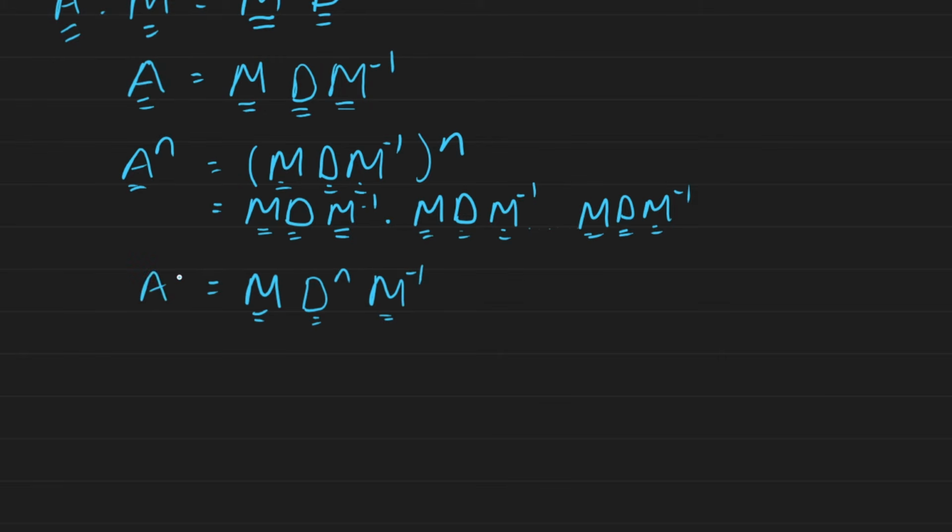So this is how we would actually compute a matrix raised to the power n. All we do is compute the eigenvalues and eigenvectors. Then in this matrix M, we put the eigenvectors. Then we take the eigenvalues, raise them to a certain power, and put them in this matrix. Then we compute the inverse of M, and that's it. That's A raised to a certain power n.